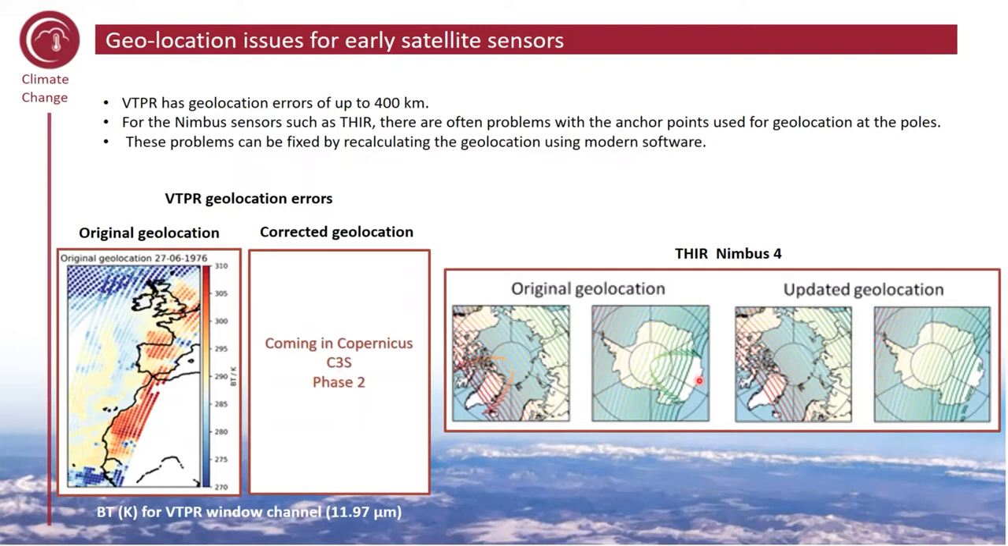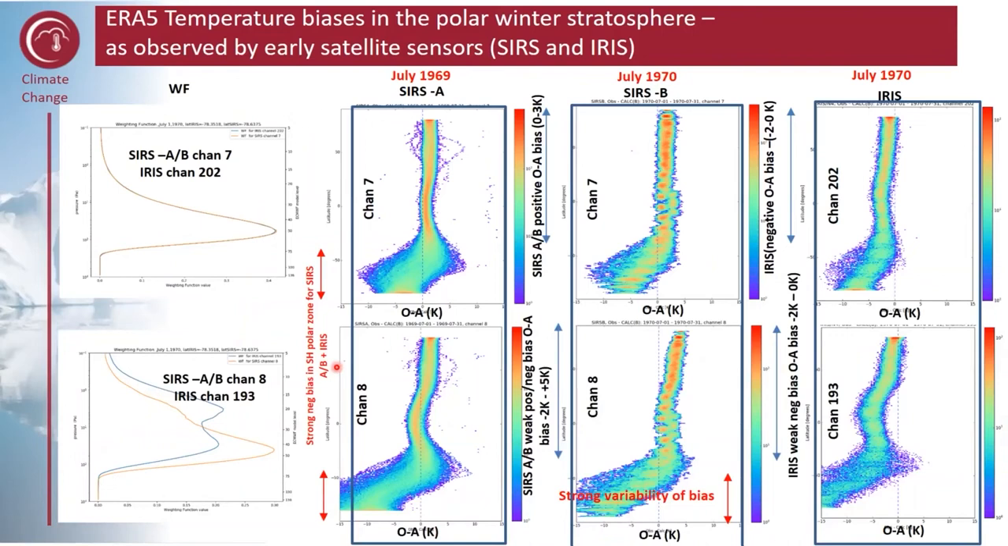This next example is showing how the early temperature sounding data from CIRES, which is a multispectral instrument, and IRIS, an early hyperspectral instrument, are really highlighting problems in ERA 5. So the top row shows channels in both instruments that peak about 50 hectopascals in the lower stratosphere. These are 2D density plots that show observed minus analysis differences versus latitude.